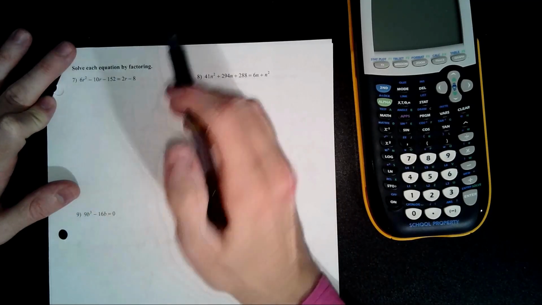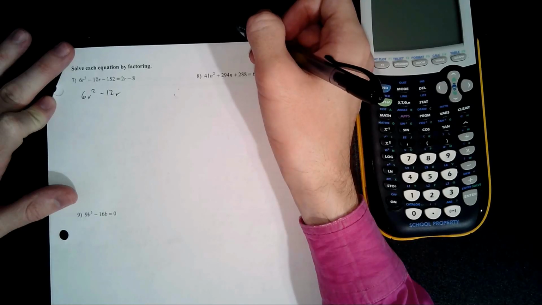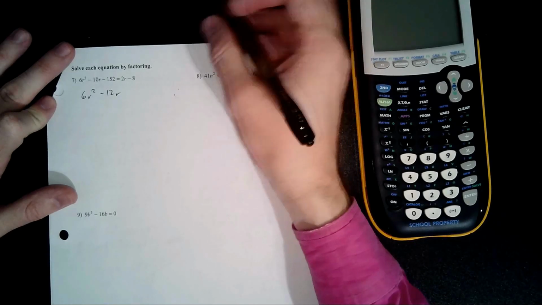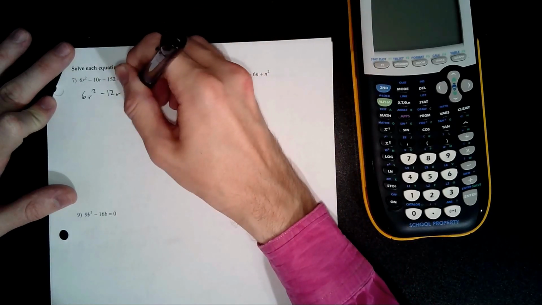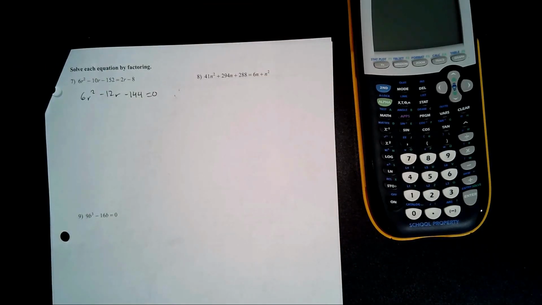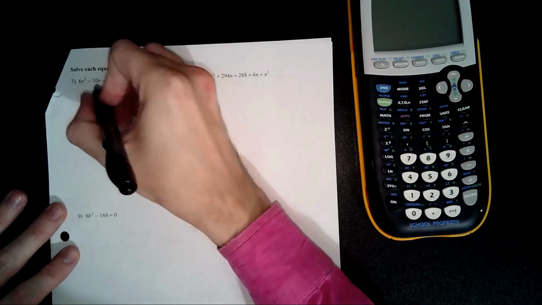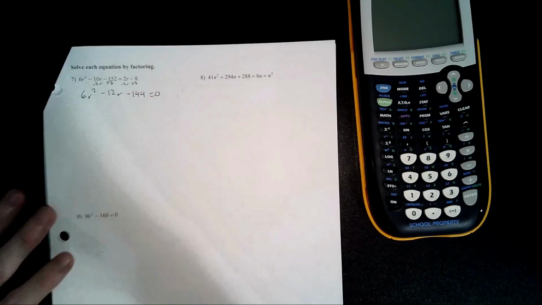So first things first, we're going to go ahead and subtract 2r and add 8 to both sides here. So we got 6r squared minus 2r is minus 12r. And now we have to add 8. If we're adding 8s, we're going to get negative 144 equals 0. Again, what I did there was subtract 2r and add 8.